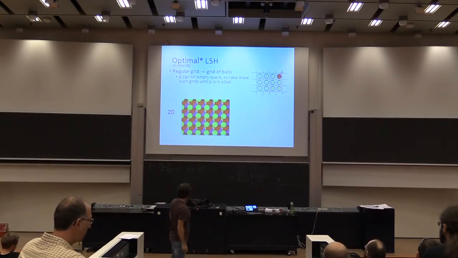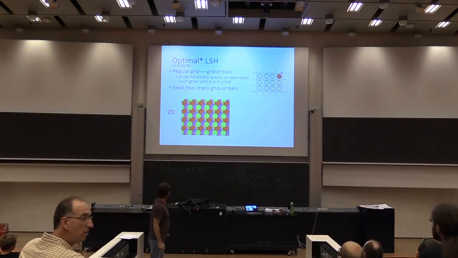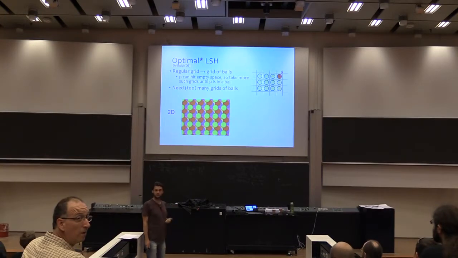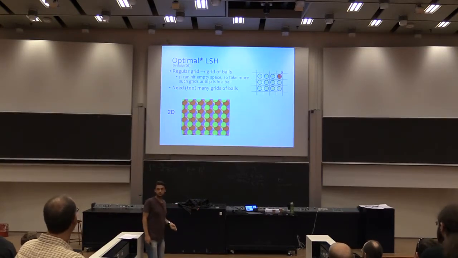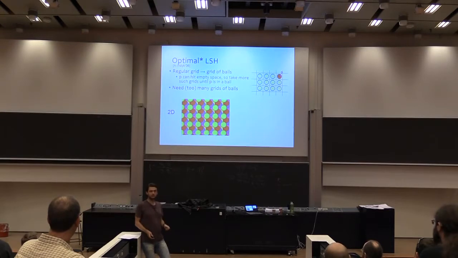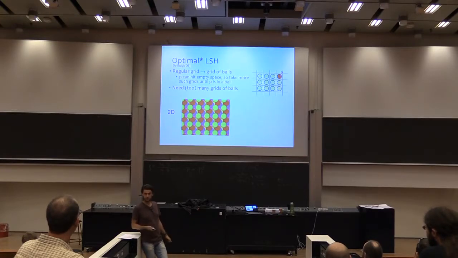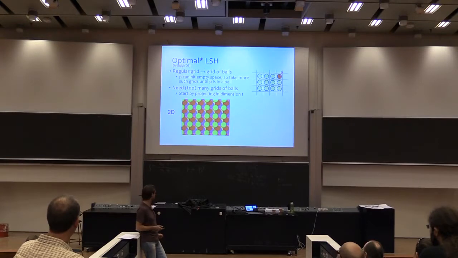Okay, so we need too many grids of balls. Actually, the number of grids of balls that are needed here is exponential in the dimension d. So if our hash function takes exponential in dimension kind of information, it's again bad. We wanted to avoid the exponential in dimension situation. So what we do is that before doing this partitioning, we project the space into dimension t using, say, Johnson-Lindenstrauss, and do this partition in this lower dimensional space t.